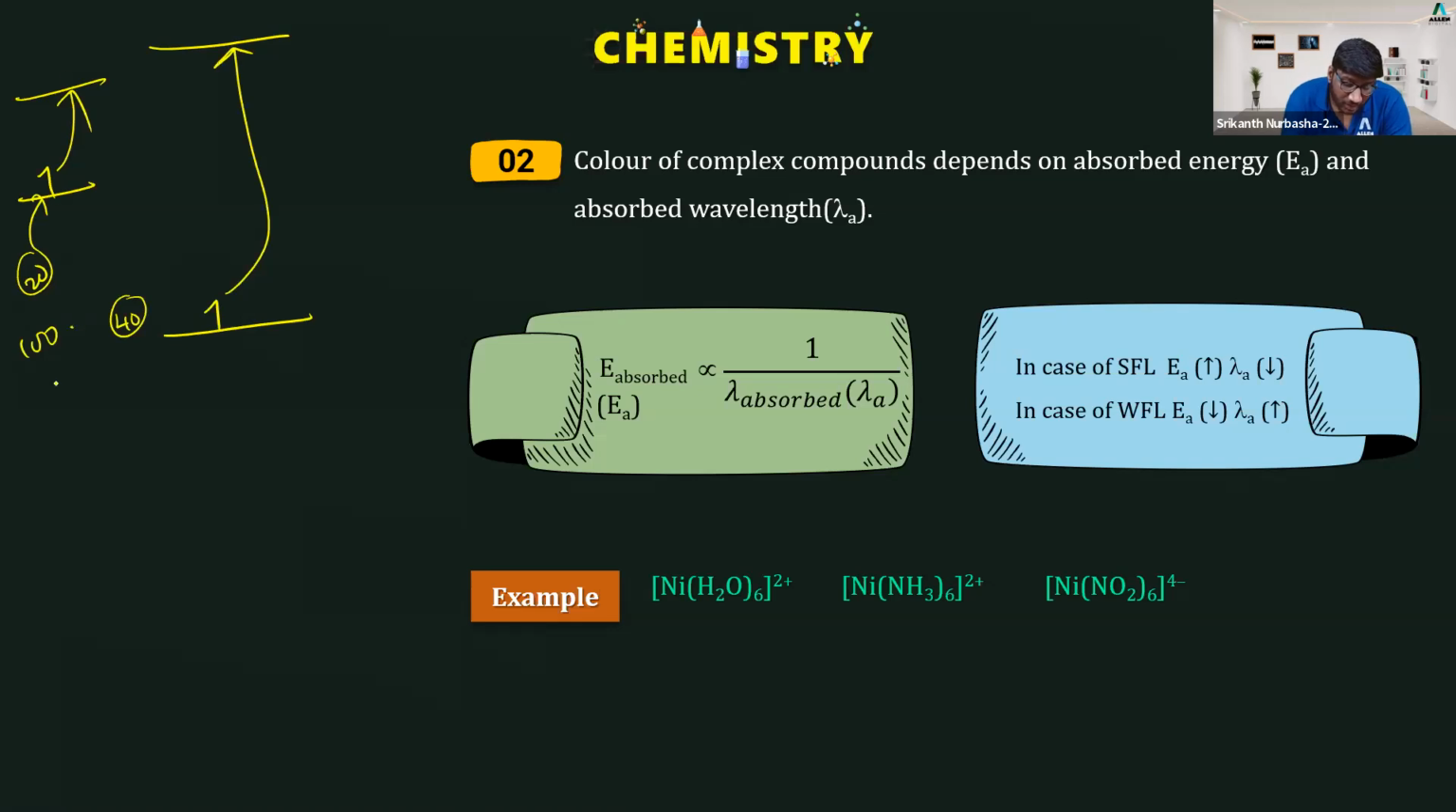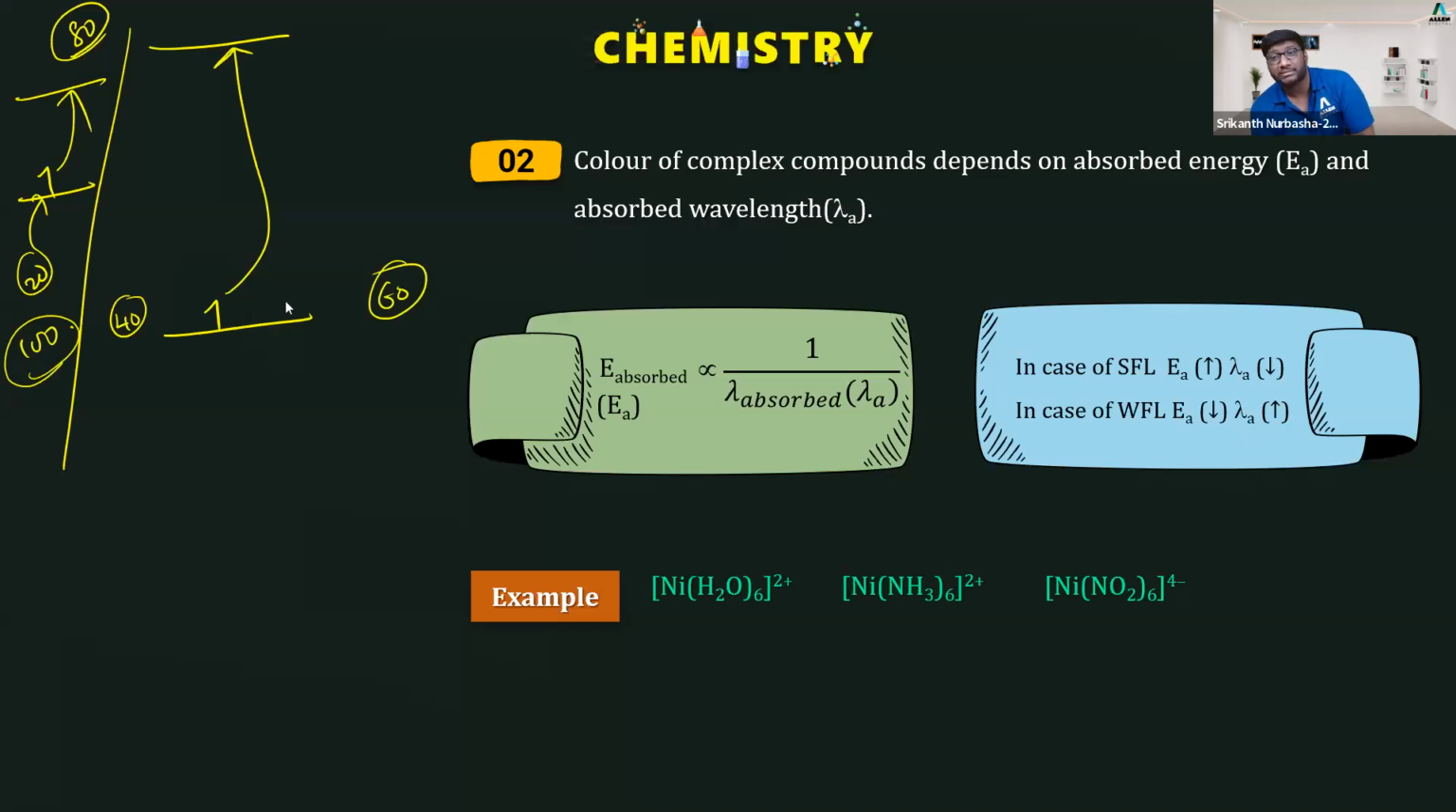So here, what is the left out radiation in the first scenario? 100 units is given, 20 absorbed. How much is left out? 80 left out. 100 units is given, 40 absorbed. How much is left out? 60 left out. So based on the absorption, the amount of energy left out is also changing. So indirectly, although you see the color corresponding to 60 units of energy, the absorbed energy also determines the color. Okay. So the color of a complex compound depends on absorbed energy also, and absorbed wavelength.